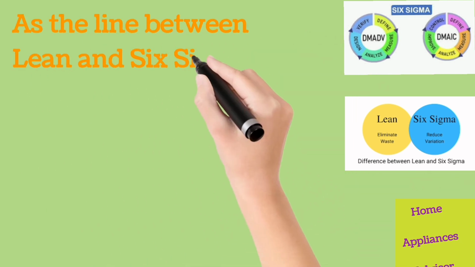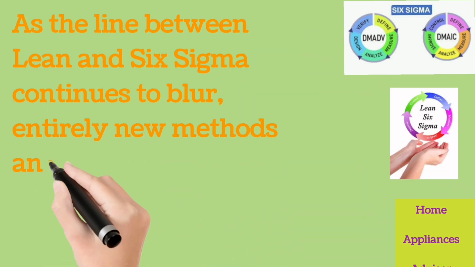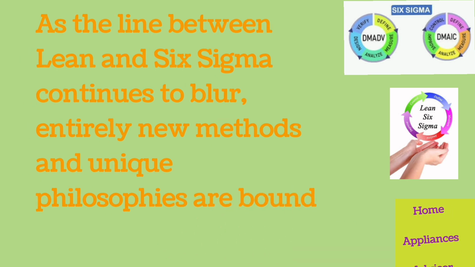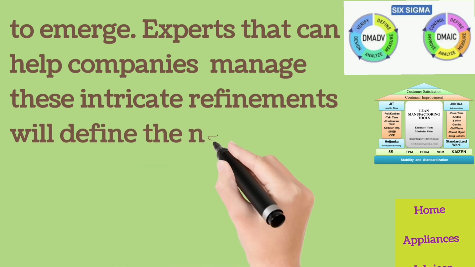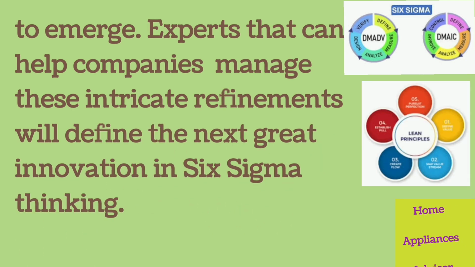As the line between Lean and Six Sigma continues to blur, entirely new methods and unique philosophies are bound to emerge. Experts that can help companies manage these intricate refinements will define the next great innovation in Six Sigma thinking.